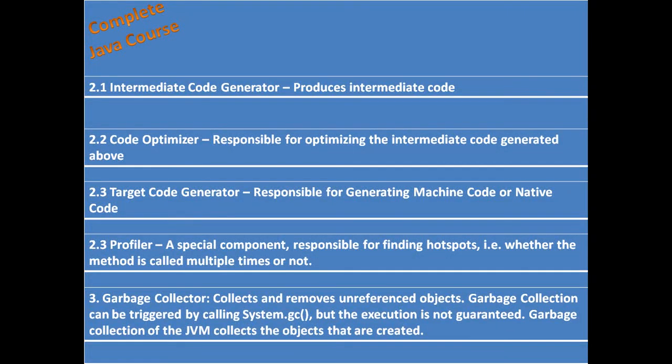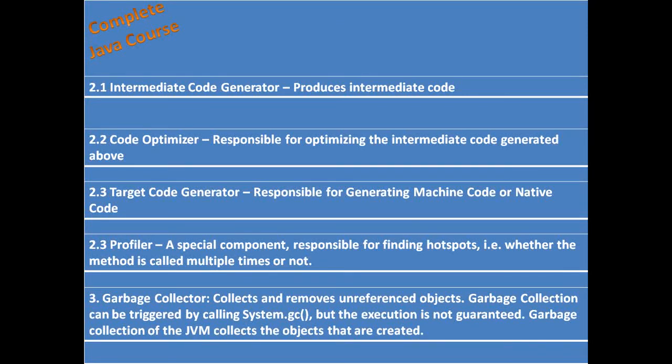Number 3 is garbage collector. It collects and removes unreferenced objects. Garbage collection can be triggered by calling System.gc. The JVM calls the garbage collector automatically. But if you want to call the garbage collector manually, then you can do it through the System class.